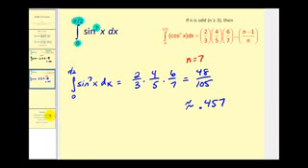Okay, that's going to do it for this video. I hope you can make use of Wallace's formulas for integrating powers of sine and cosine on the interval from 0 to pi over 2.